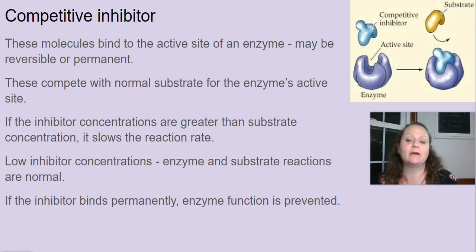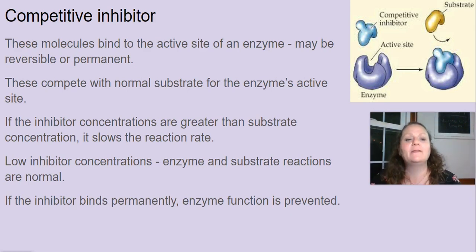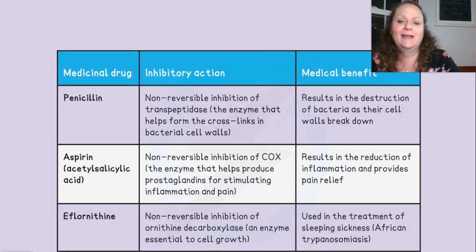If you have small amounts of inhibitor, the enzyme and substrate reactions typically are going to stay at a pretty normal level. If the inhibitor, however, binds permanently, that means once it binds to the active site, it's there, nothing's going to kick it off, then the enzyme's function itself can be prevented forever or indefinitely. So something to definitely keep in mind, these competitive inhibitors just basically block it. They keep things from happening. So what good would that do? Well, actually quite a bit of good.